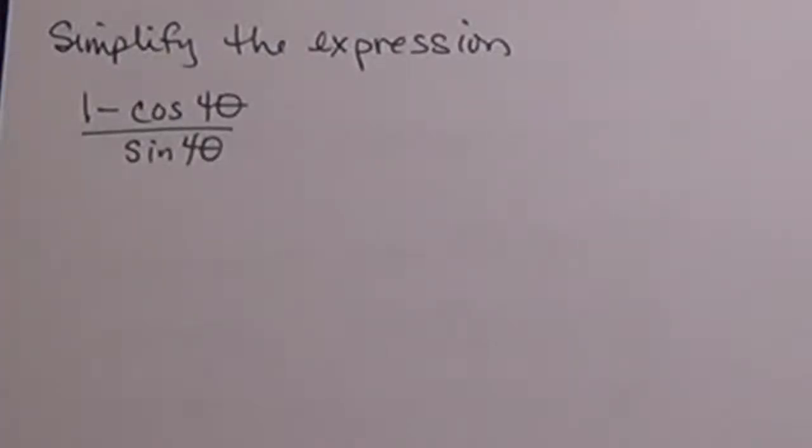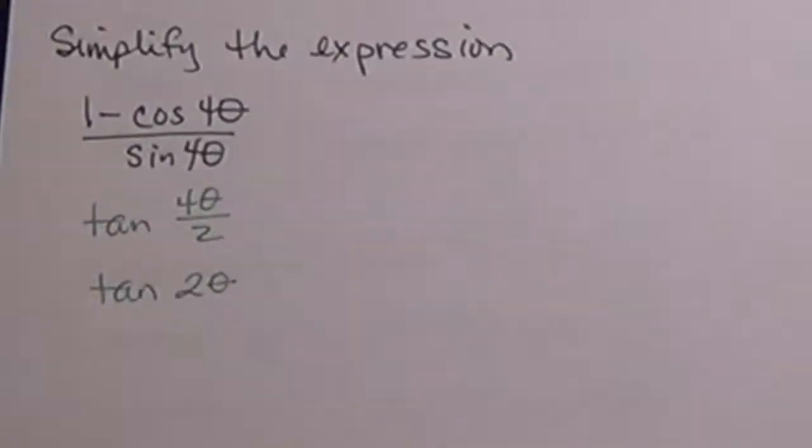Simplify the expression 1 minus cosine of 4 theta divided by sine of 4 theta. Now here again, we can see that this is set up a lot like our half angle formula for tangent. It's a 1 minus cosine over sine. So by our half angle formula, this tells us that we're looking at tangent of 4 theta divided by 2, or tangent of 2 theta.